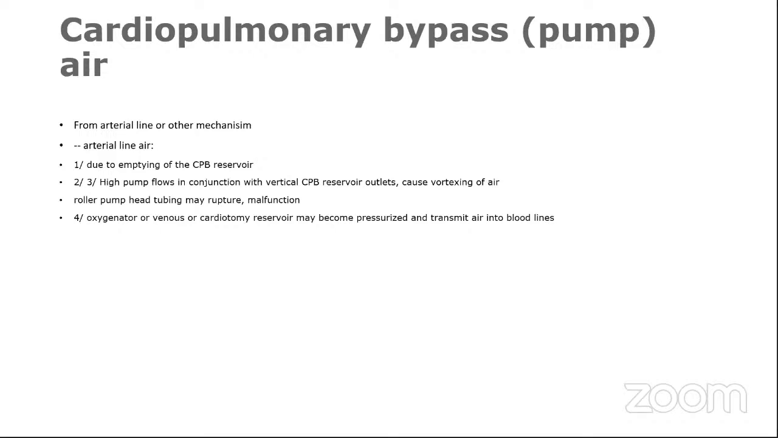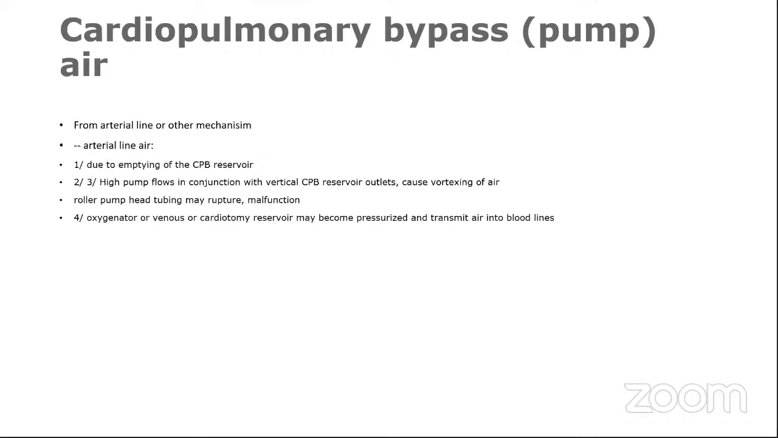And also high pump flow in conjunction with a vertical cardiopulmonary bypass reservoir outlet. The outlet of the reservoir was vertical. This will cause a vortex of the air, so it will accumulate air. That's why the new manufacturers are making a horizontal or angled air column.